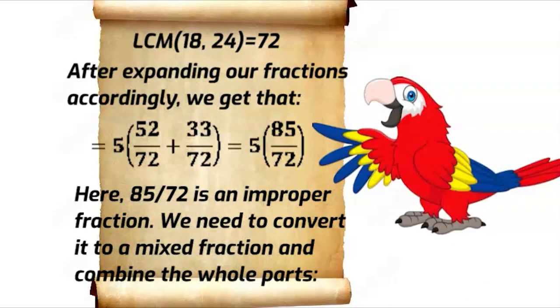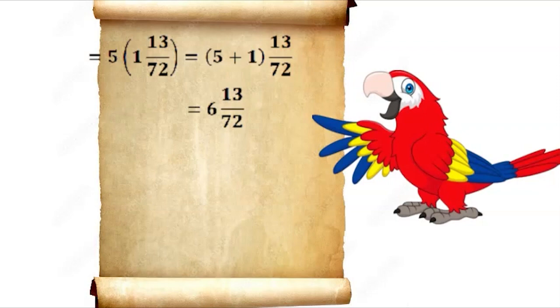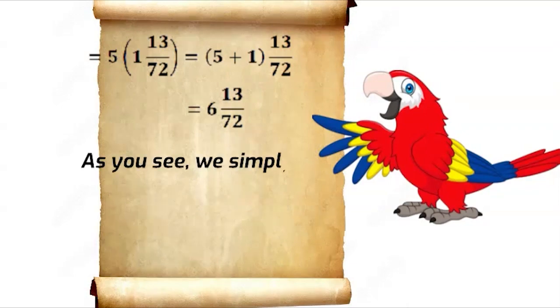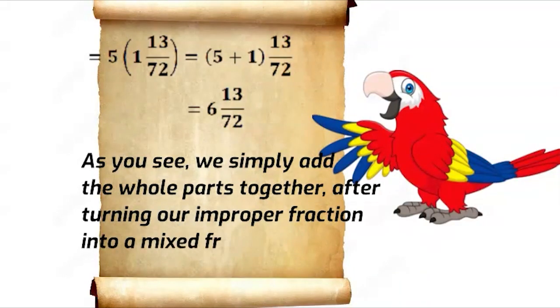But, here, 85 over 72 is an improper fraction. We need to convert it into a mixed fraction and combine the whole parts. 85 over 72 is converted as 1 and 13 over 72. So, we've ended up with a new whole number, 1. We need to add it to the existing whole part, 5. 1 plus 5 is 6 and 6 is our new whole part. The fractional part is 13 over 72, so, the resulting fraction is 6 and 13 over 72. As you see, we simply add the whole parts together after turning our improper fraction into a mixed fraction.